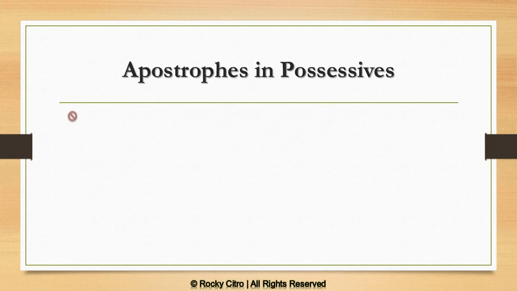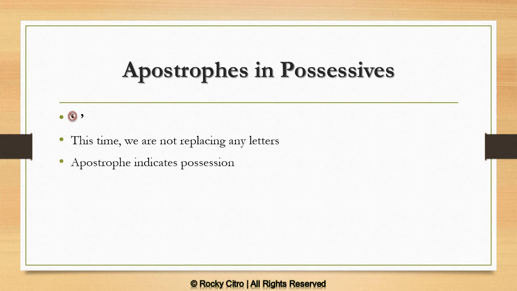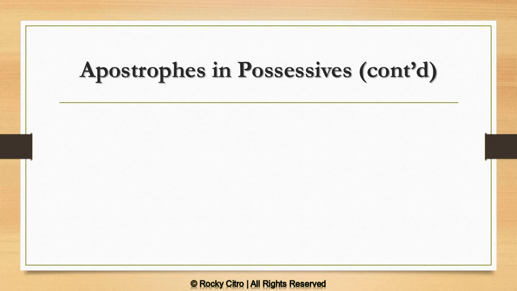Okay, now let's look at possession. Again, we're going to use the same right-facing mark. Okay, this time it's the same punctuation mark, but we're using it for a completely different purpose. And we're using it to show possession. So we're not replacing any letters this time. We're just showing that something, or could be a thing, could be an idea, belongs to, oops, where was it here?